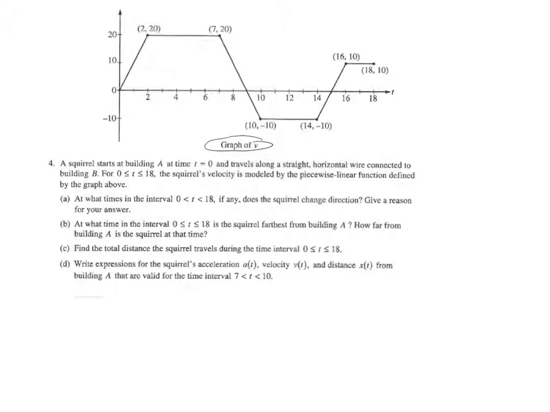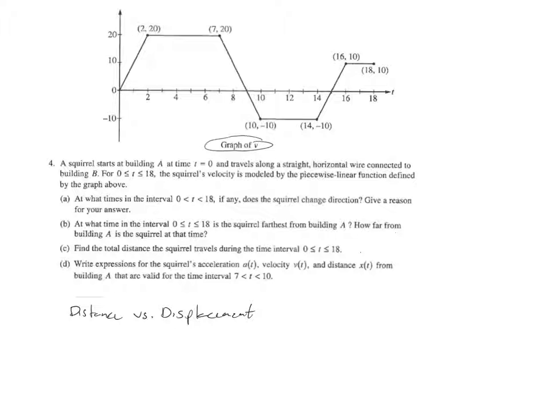Part C, find the total distance the squirrel travels during the time period from 0 to 18. This part is interesting because of the relationship you have here. Remember, and this goes for B and C, the difference between distance versus displacement. The displacement is how far you've changed from your starting point. The distance is the total amount that you've actually traveled. So keep that in mind as you're answering B and C. Part B is a displacement where C is a distance.